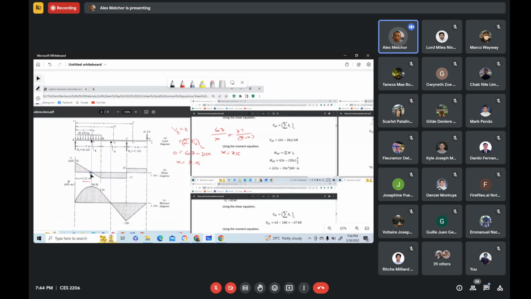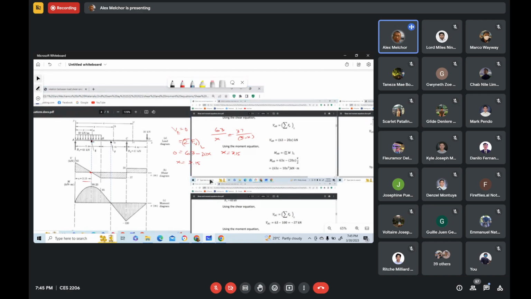Now, why are we interested in the section that has zero shear? Because usually at the section with zero shear, there is the maximum moment, of course. And we are interested in that value because that is the design value. We use that in the design. Also, the value for maximum shear, we use that in the design. So in this case, we know the value of x at section E, so we can solve for the moment at section E.